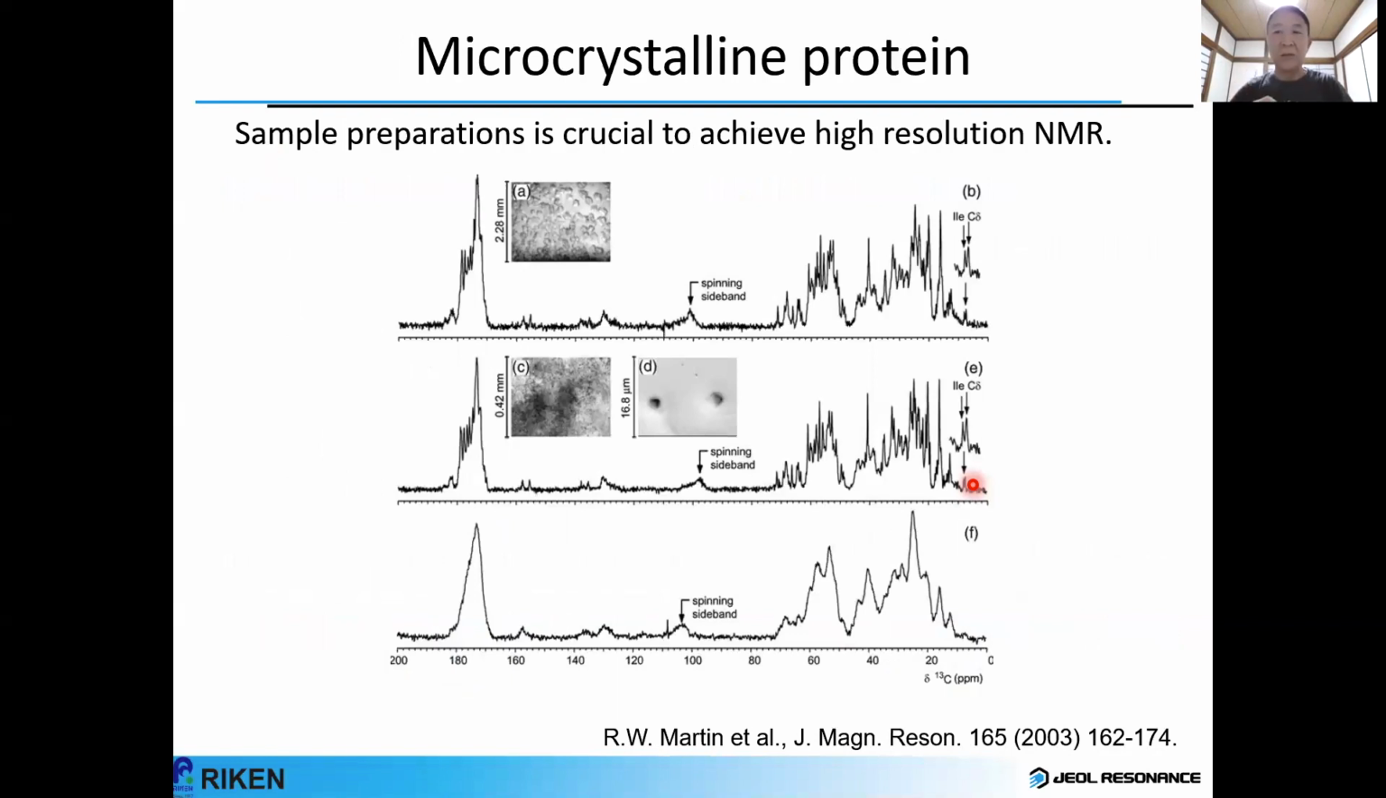Another consideration is sample quality or heterogeneity. This is a carbon-13 NMR spectrum of a protein. This is the crystalline sample. In these cases, we have very narrow line shapes because of the uniform conformation. But if your sample is prepared as a lyophilized sample, you see huge broadening due to the structural distribution. In this case, fast MAS doesn't help.